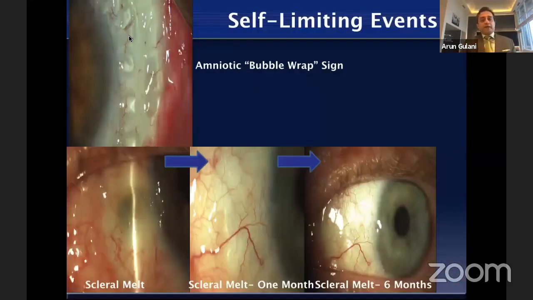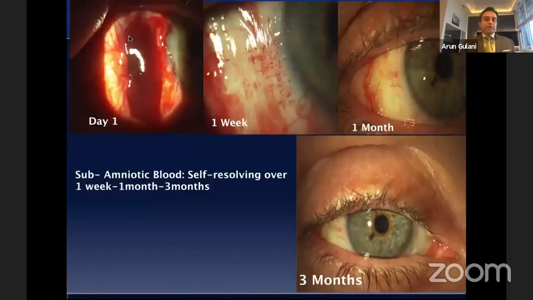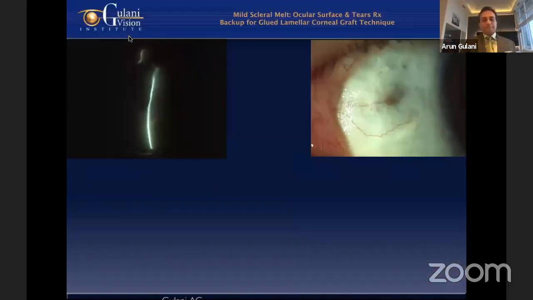A few things that I've seen as side effects in some cases. This was a bubble wrap sign I had seen over 15 years ago, self-resolving, scleral melt, very minimal. Patient was elderly and artificial tears, and they were back. Patient has subamniotic bleed because they flew to New York after surgery, self-resolving. And the beauty is the amniotic membrane, as you can see, is containing the hemorrhage. It's a rectangle. And the Tisseel glue, guess what, is preventing the bleeding. So you're fine with it.